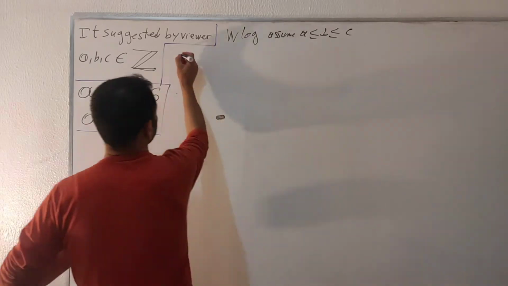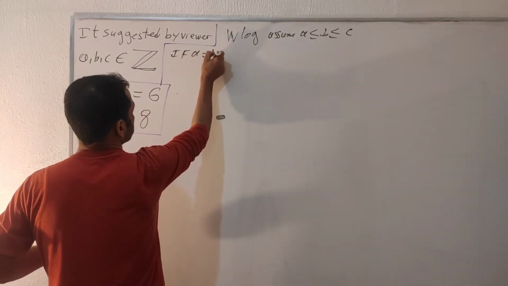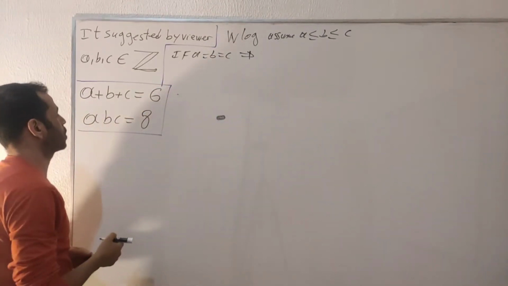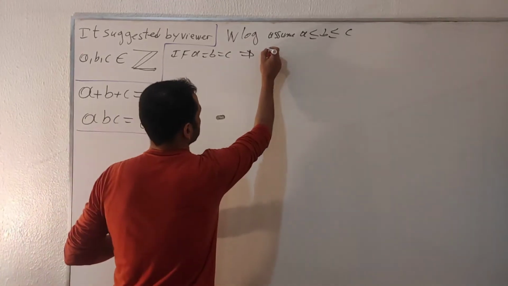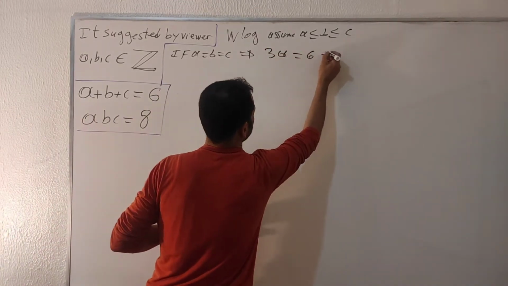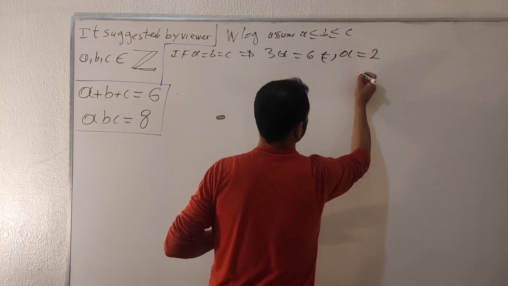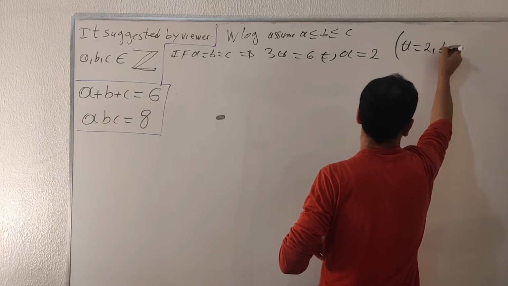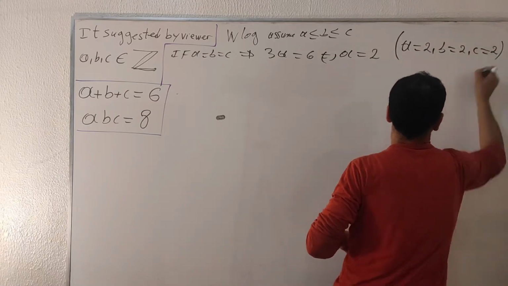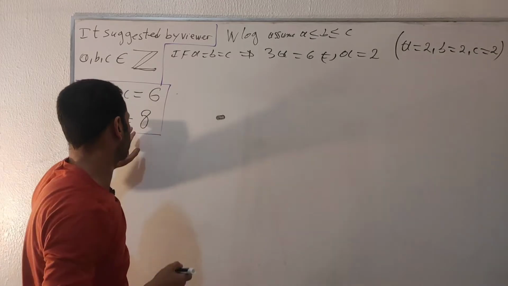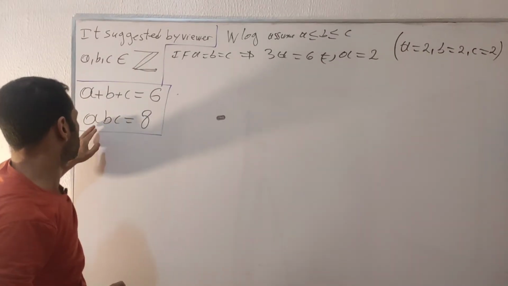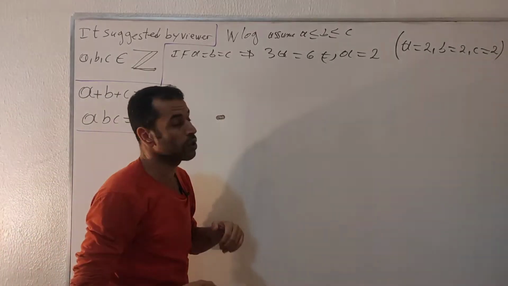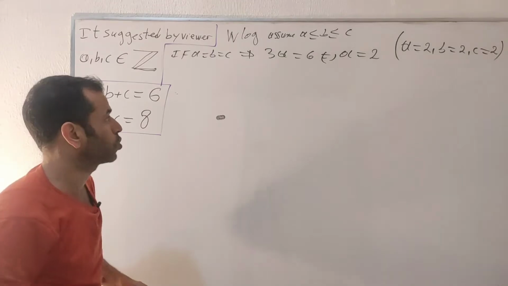If a equals b equals c, I'm simply going to plug a into this equation to find a, b and c. So I get 3a equals 6, so a equals 2. Which means I have the following solution: a equals 2, b equals 2 and c equals 2. If you plug this into the second equation, you get the same thing: 2 multiplied by 2 multiplied by 2 gives 8. So this is the first solution, when all these integers are equal to each other.